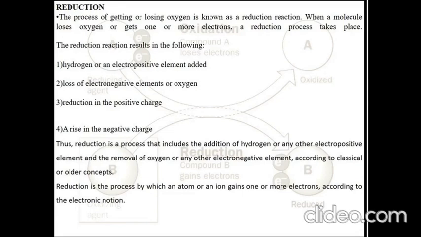Hydrogen or an electropositive element is added, there is a loss of electronegative elements or oxygen, a reduction in the positive charge, and a rise in the negative charge. Thus, reduction is a process that includes the addition of hydrogen or an electropositive element and the removal of oxygen or an electronegative element according to the classical or older concepts. Reduction is the process by which an atom or ion gains one or more electrons according to the electronic concept.